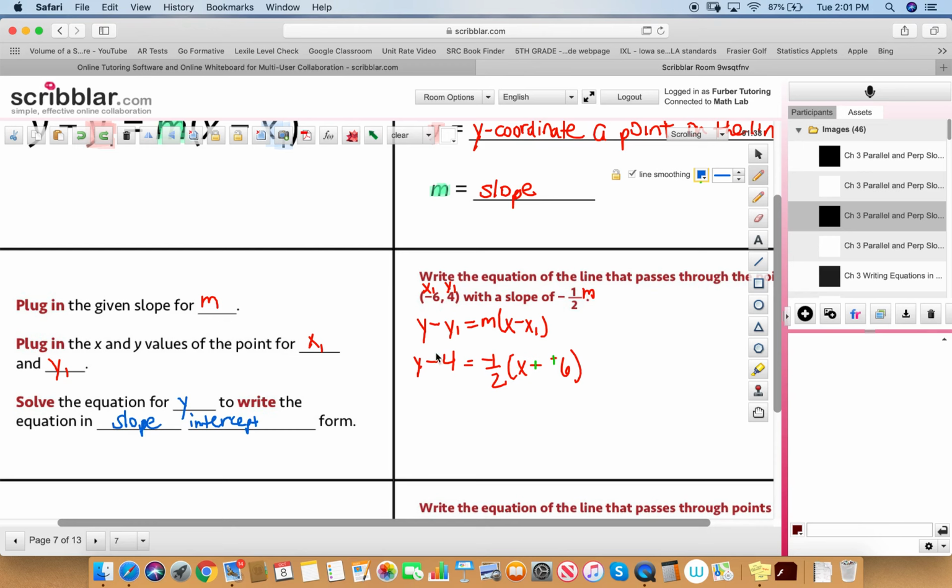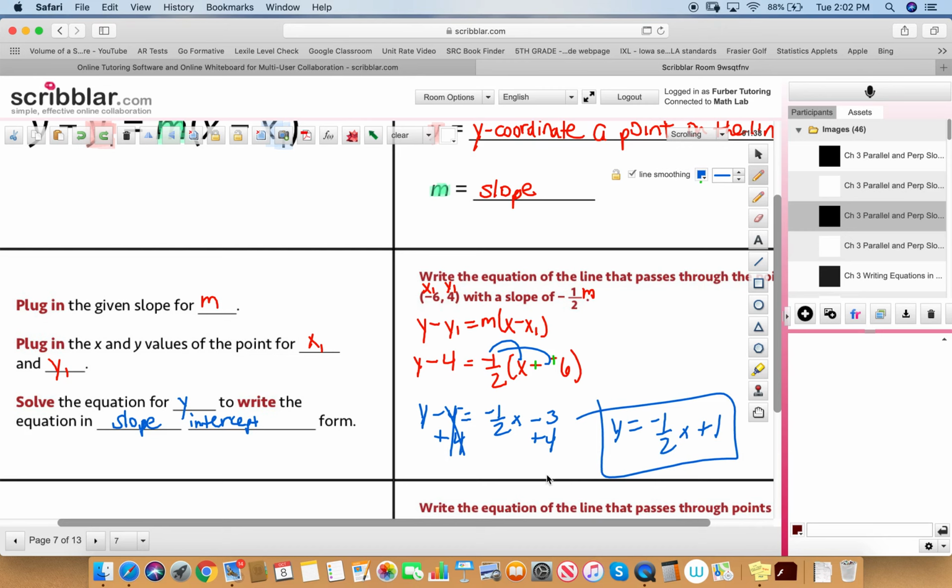Okay, so I'm going to distribute this -1/2. So y minus 4 equals -1/2 x plus 1/2 of 6, but that's a negative because of the negative outside. It's going to be a -3. And then add 4 to both sides. And I get y equals -1/2 x plus 1, because +4 and -3 make a +1.